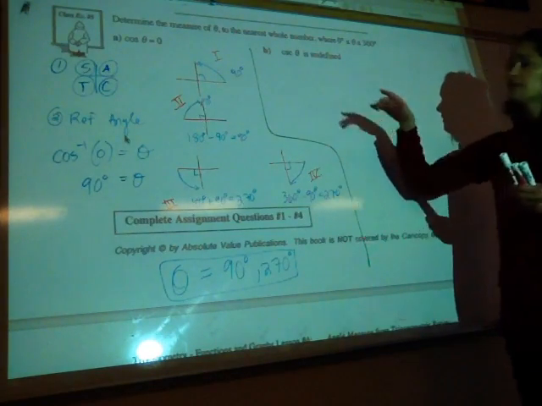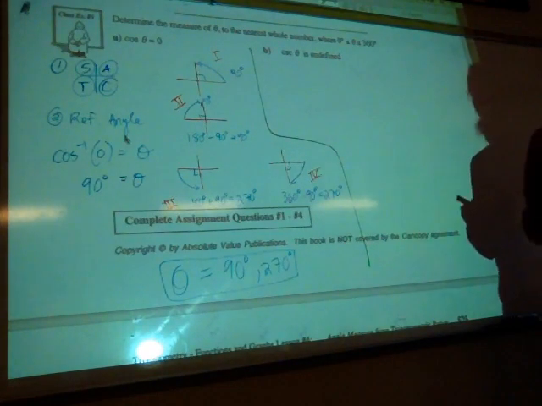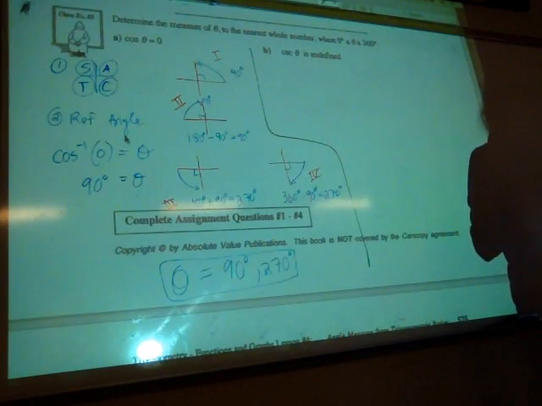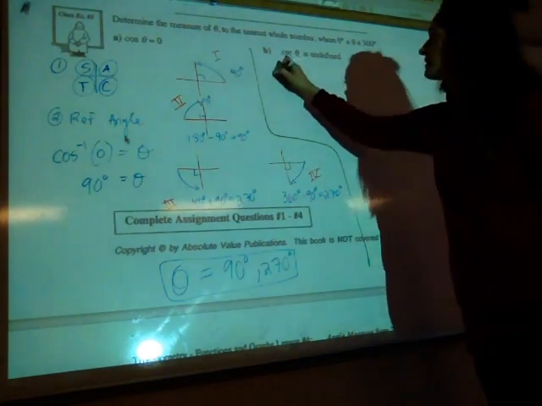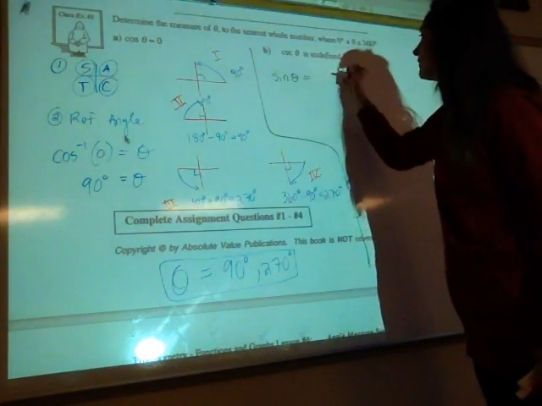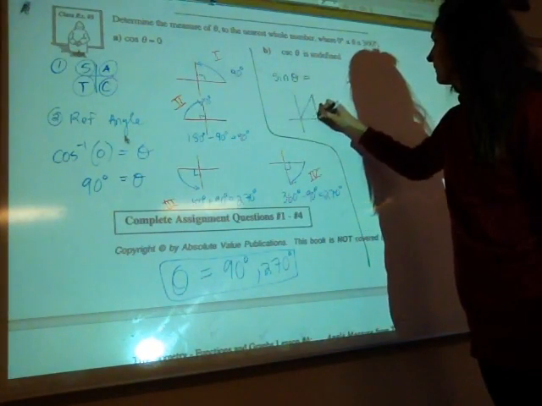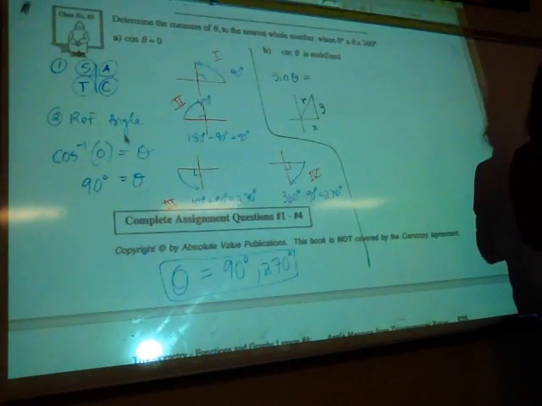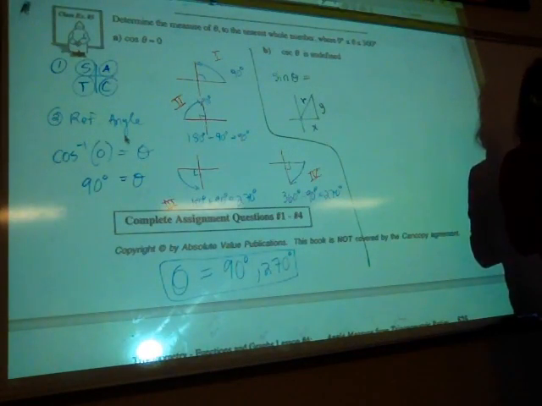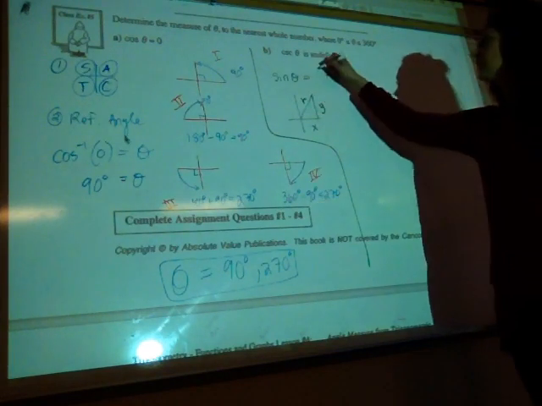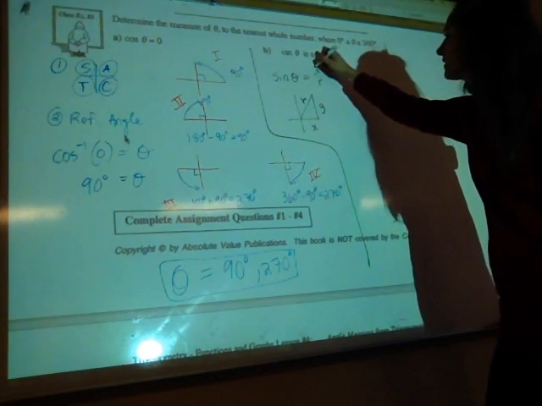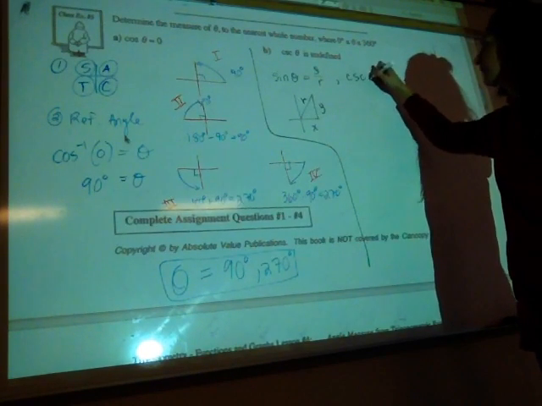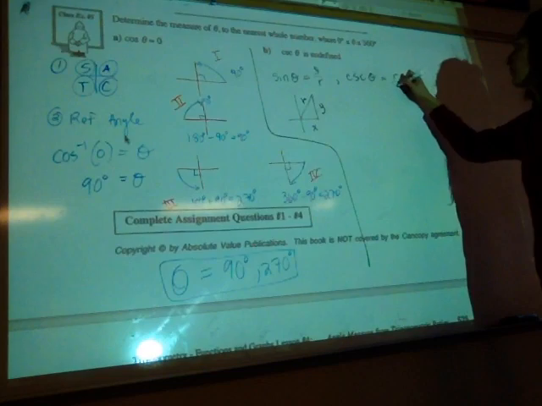Cosecant theta is undefined. First of all, let's just review. Cosecant, what is the primary trig ratio for that? Sine. Okay, sine, if we were to draw a triangle and label our sides, what would sine be? What would the ratio be? So, opposite over hypotenuse, so y over r. Which means that cosecant theta would be r over y.